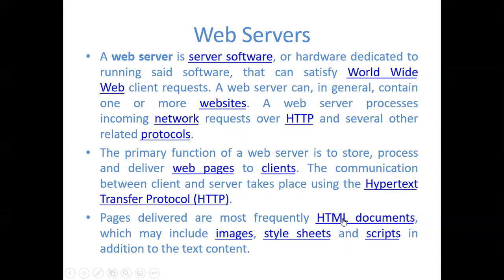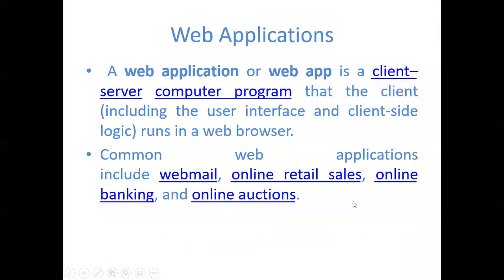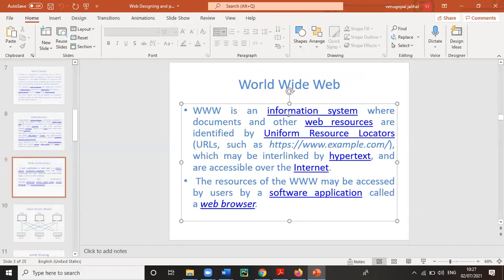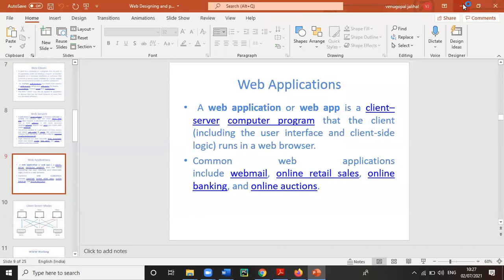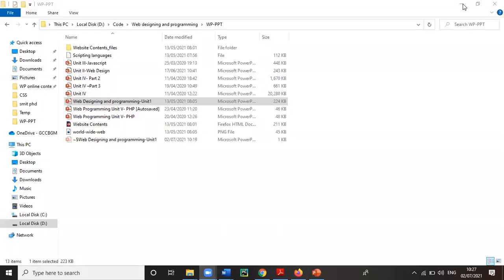Now, the pages delivered are most of the time HTML documents, sometimes images and style sheets also we have seen, and then scripts in addition to the text content. These are the data shared by the web server with the client. The web application is a client server computing program that the client uses in its interface. Now, there are two kinds of clients.